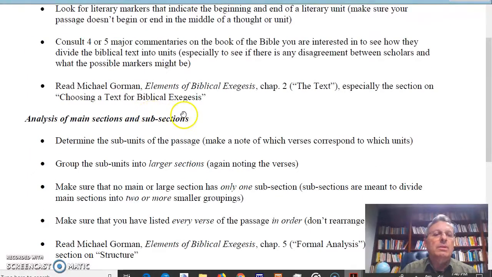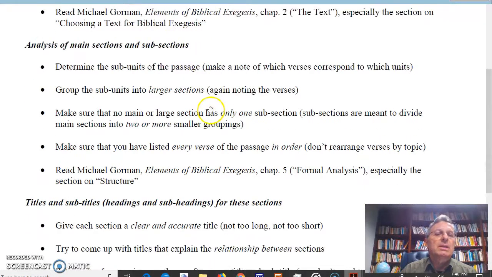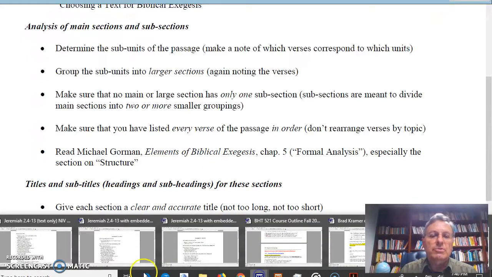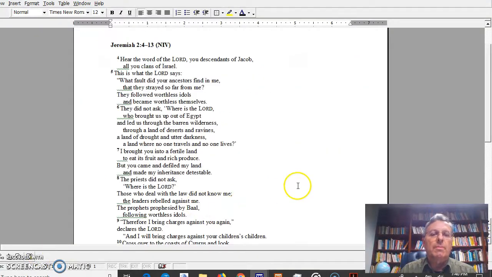I'm going to skip down to this. How do you divide up a text into small sections and then group them into main sections? I'm going to use as my example a text from the book of Jeremiah, chapter 2. I've already determined that verses 4 to 13 is an oracle, and there are some reasons for that. I don't want to get into it right now.